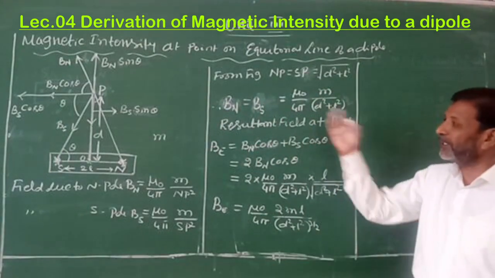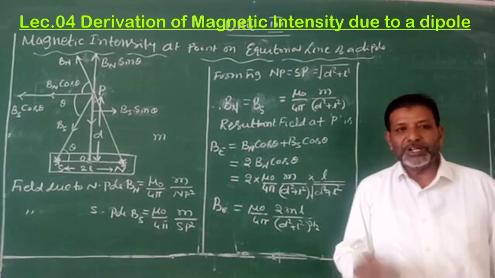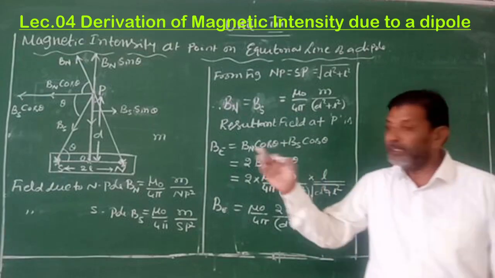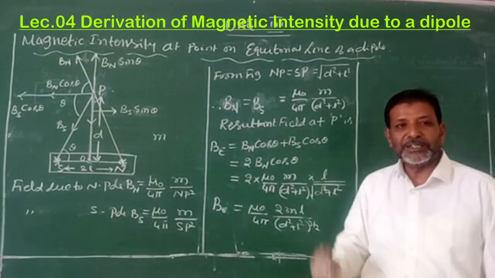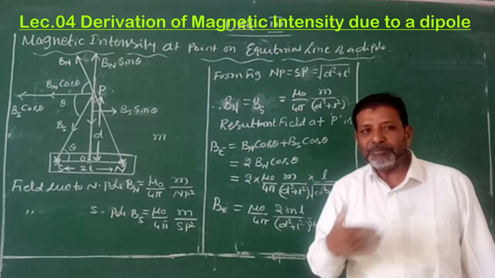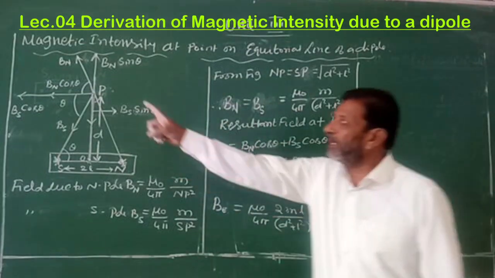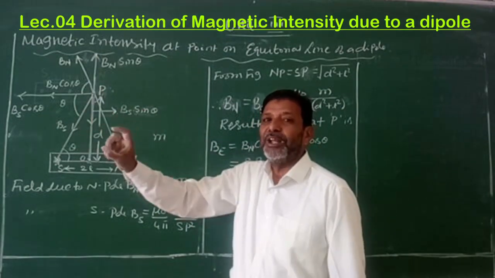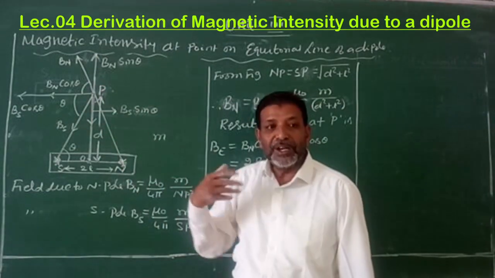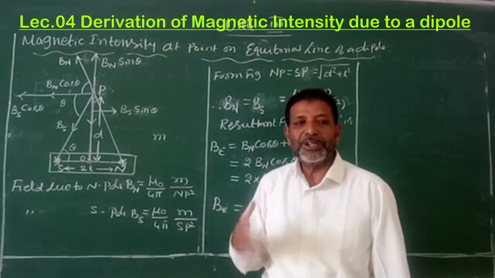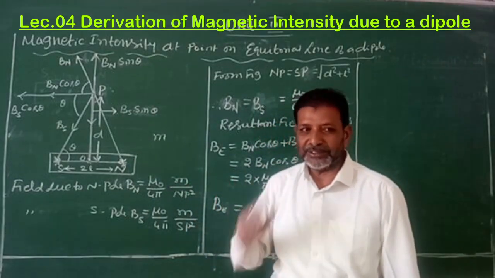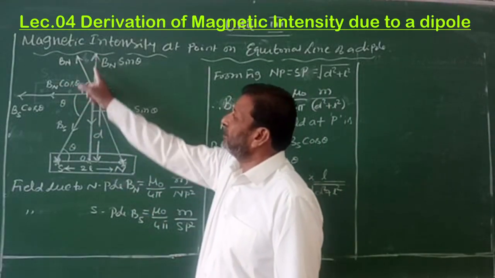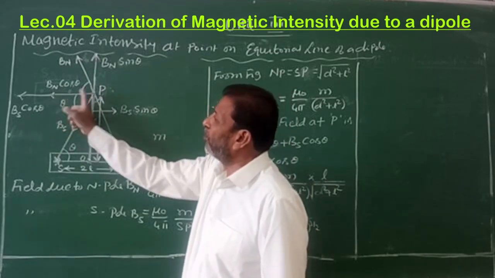Okay. Now see, after understanding this, how to find the resultant of these two vectors? Now here, Bn and Bs are not in the same direction, they are inclined. Because Bn is like this, and Bs is like this. Then if they are inclined, we use the method of resolution of vectors. First, let's say this is the vector. Then this is resolved into two components.